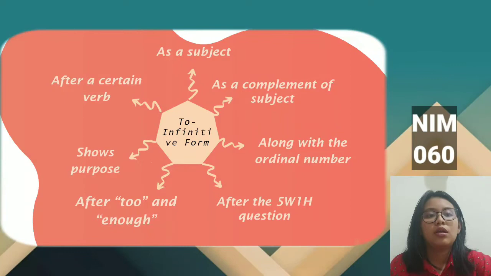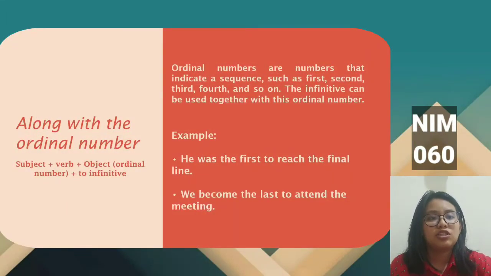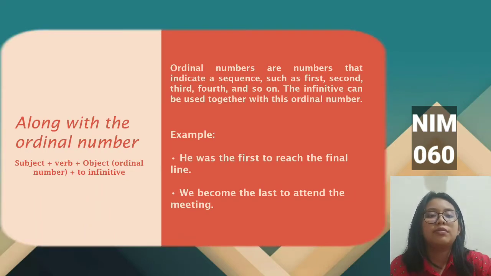The third one is along with the ordinal number. Ordinal numbers are numbers that indicate a sequence, such as first, second, third, fourth, and so on. The infinitive can be used together with these ordinal numbers. The pattern: subject plus verb plus object, where the object is the ordinal number, plus to infinitive. Example: he was the first to reach the finish line. And next, we became the last to attend the meeting.